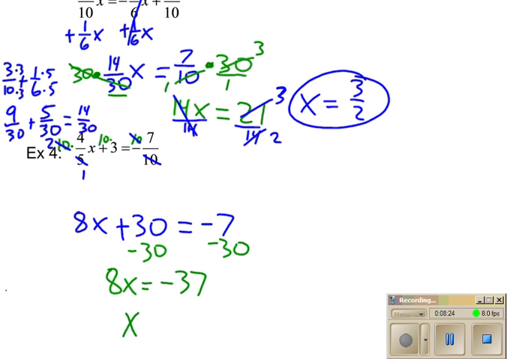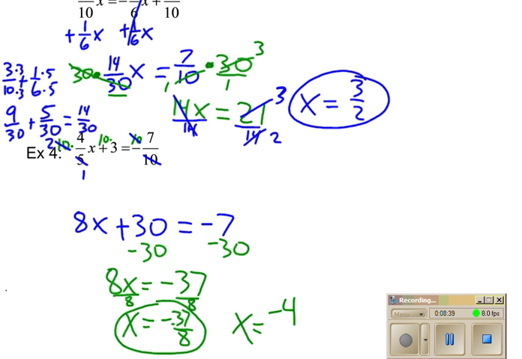So my answer is going to be, divide both sides by 8. It would be -37/8. If I reduce that, 8 goes into 37 4 times, so -4, and then there is 5 left, so -4 and 5/8. Let's make that a little neater. So x equals -4 and 5/8.